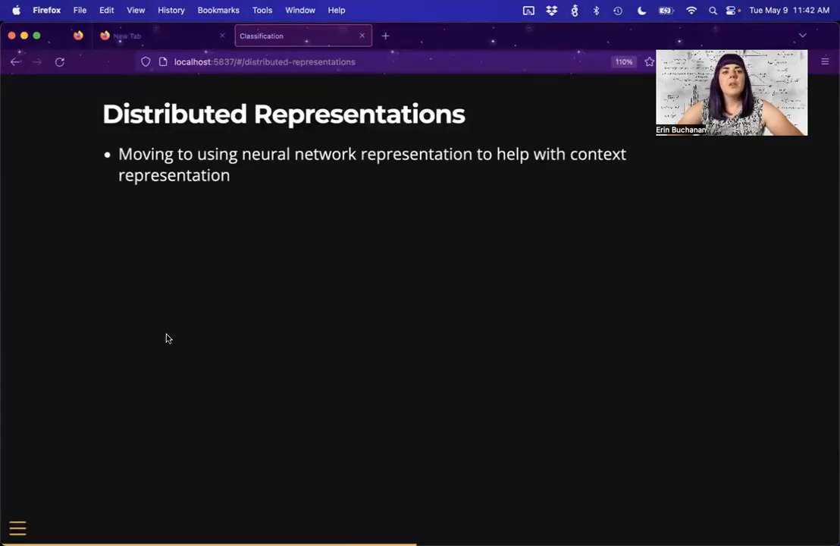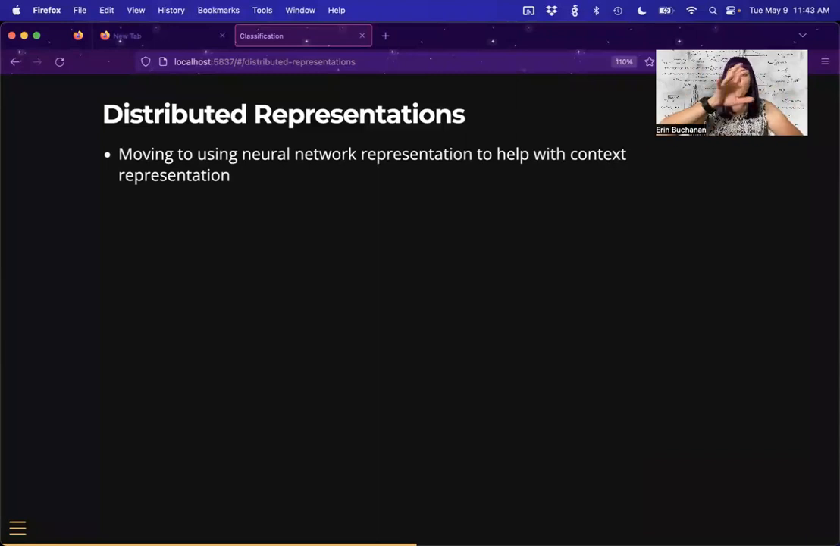All right. So we're moving from these vector space models. Now, the distributed representations are also still vector space models, but they're more complex vector space models because they're still creating vectors of numbers from text.